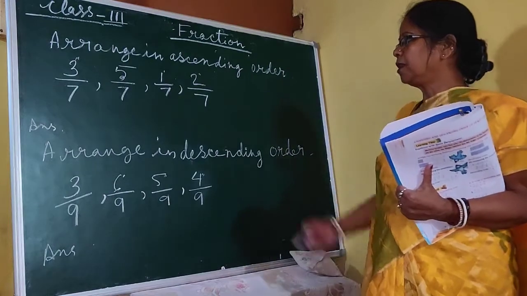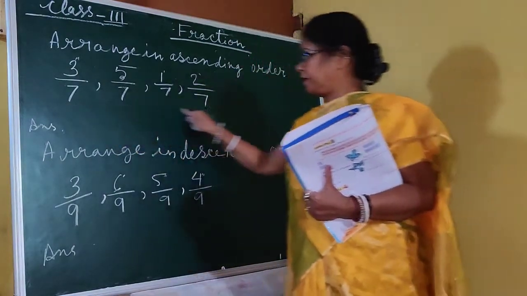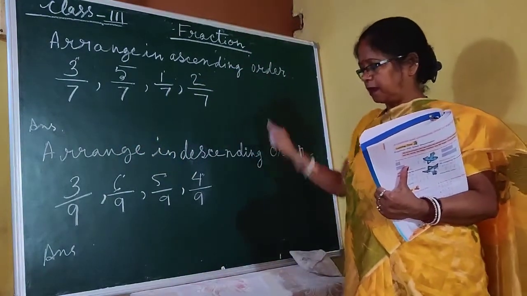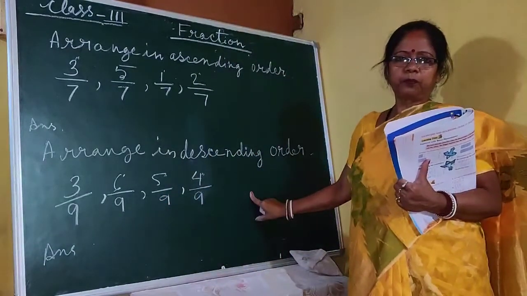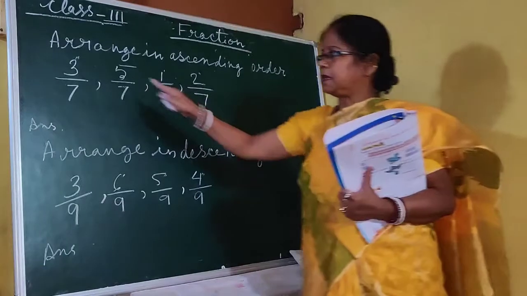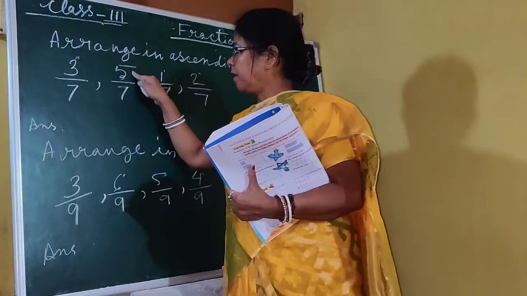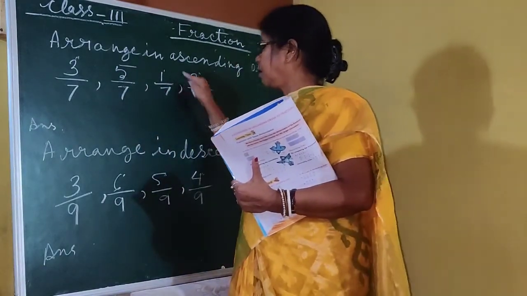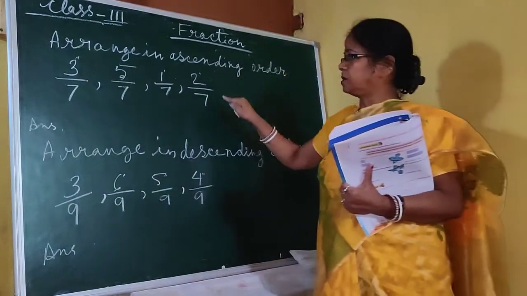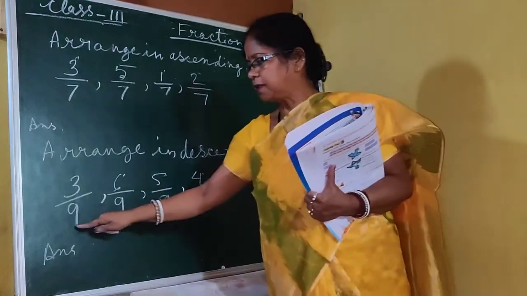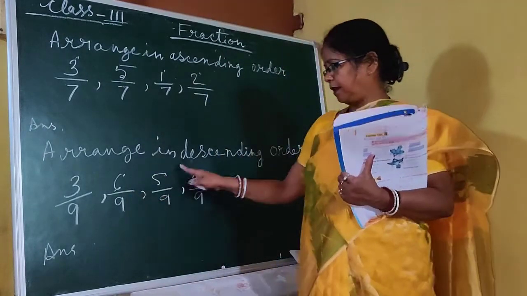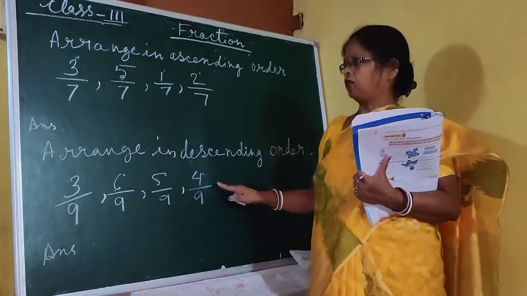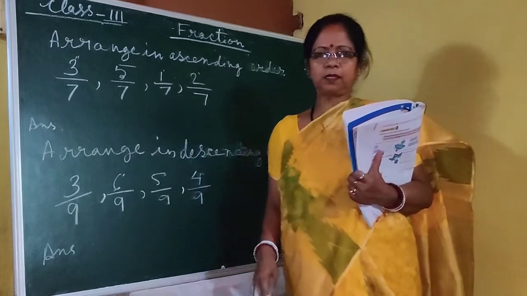Now see here, equal denominator. Number of parts equal. Here also equal denominator, number of parts equal. Here 3 out of 7, 5 out of 7, 1 out of 7, 2 out of 7. Here the number of parts is equal: 3 out of 9, 6 out of 9, 5 out of 9, 4 out of 9. So comparison is easy.